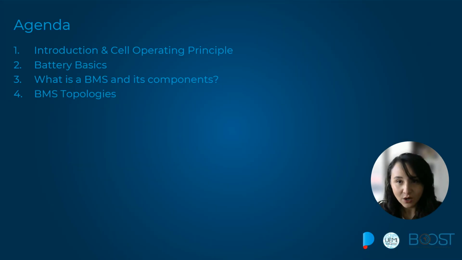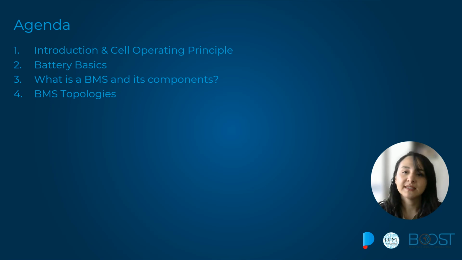This is the agenda of this first module. We will start with an introduction to electromobility and the basics of how battery cells work, setting the foundation for understanding the whole battery system. Then we will explore the key battery parameters such as capacity, energy density, power, and voltage, and how all of these parameters define the battery performance.